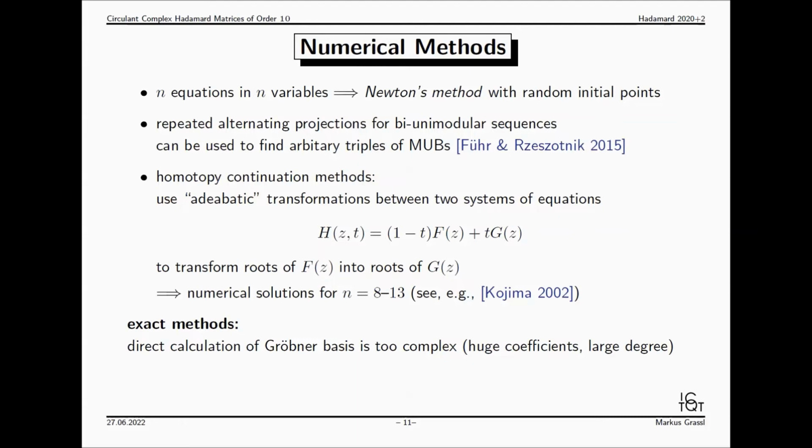There is something more recent, which is actually quite a simple idea, based on the approach of bidimensional sequences. That's now in the question of circulant Hadamard matrices. You just start with a random vector, where each of the components is on the unit circle. You compute its Fourier transform. You rescale every component to lie again on the unit circle. You apply again the Fourier transform. You just alternate these steps.